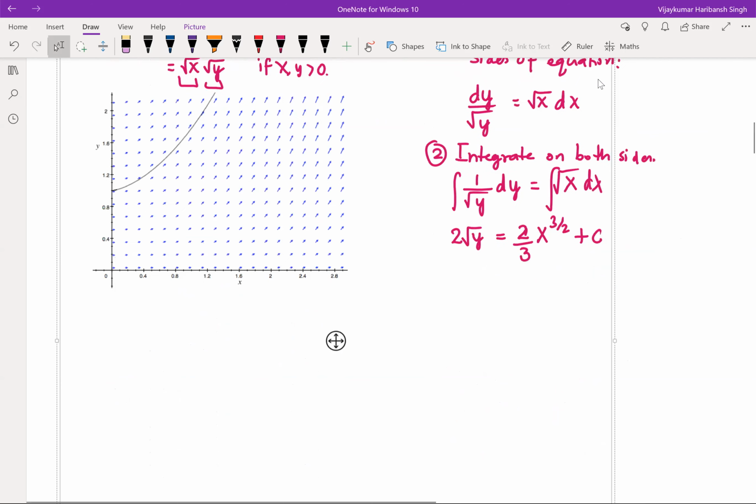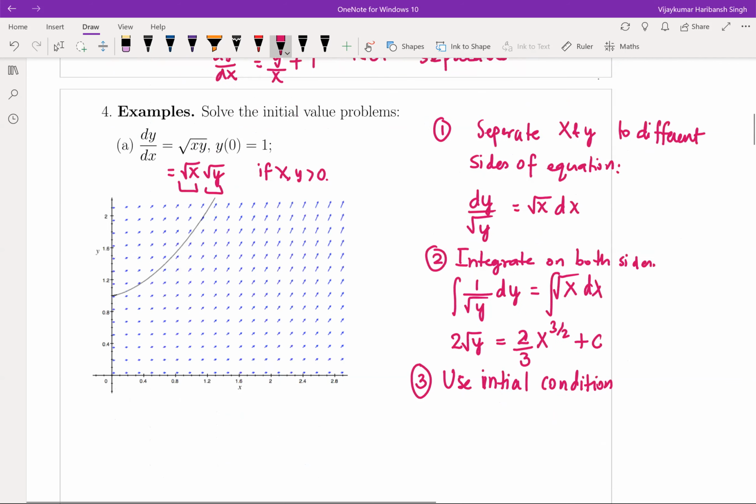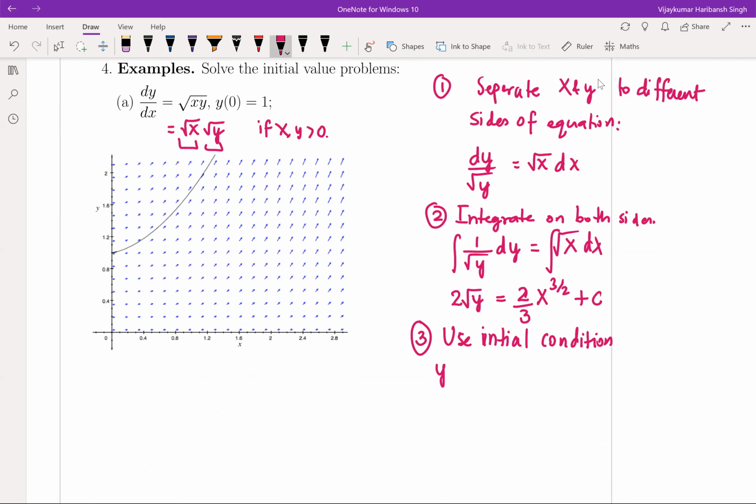To solve a differential equation means to solve for y. So third, use the initial condition. Namely, y(0) is what? The initial condition is given to you: y(0) is 1. Therefore, we substitute y = 1 and x = 0. So what does this give you? It gives you 2 = c.